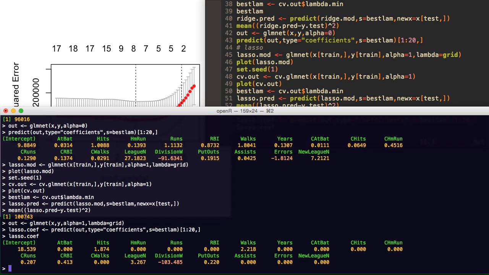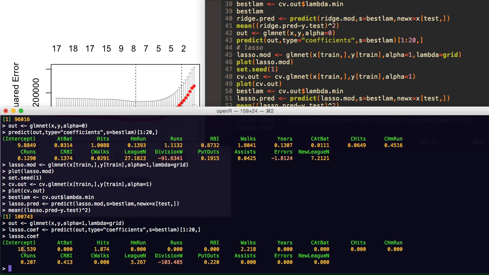But when we go to lasso, we wind up with slightly worse mean squared error. Not that much of a difference in the mean squared error, but we've dumped a bunch of variables, and we have, let's see, 1, 2, 3, 4, 5, 6, 7 variables left.